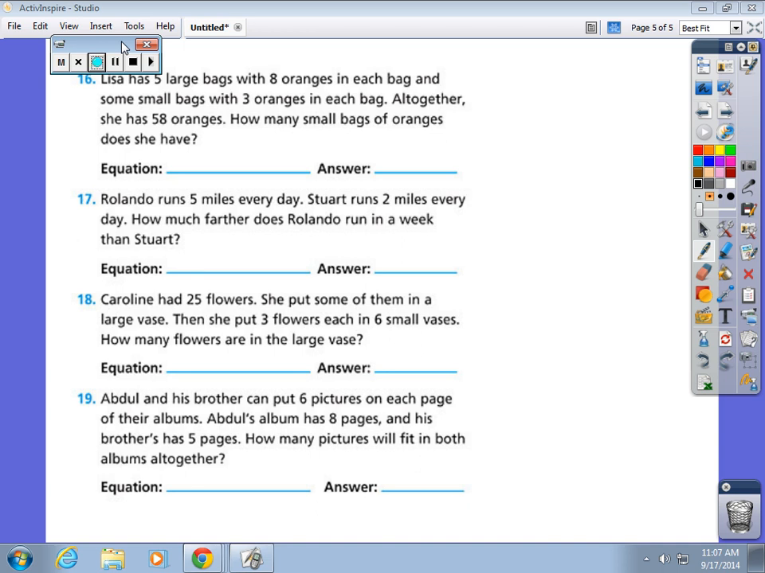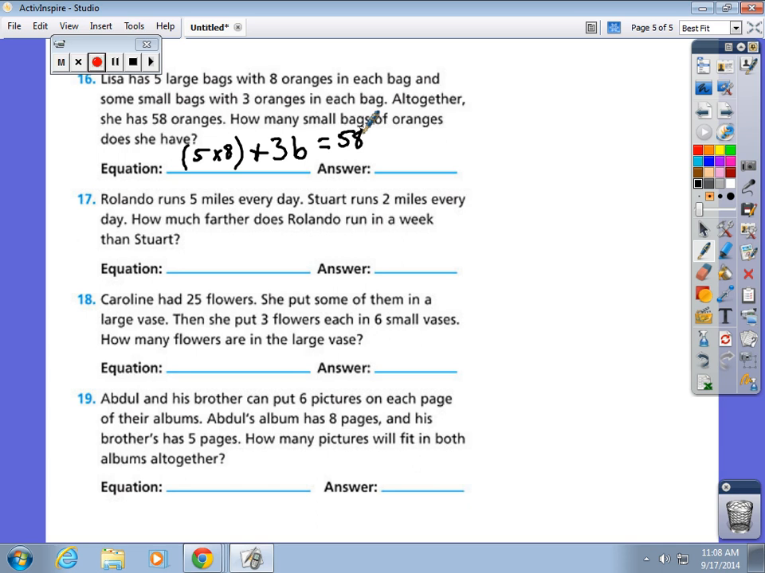Well, again, we see that she has 5 large bags of 8. So let's go ahead and put those in a group, 5 by 8. Now, she has 3 oranges in each bag for the next one. So, plus 3b. We need to find out how many bags there are, but there's 3 oranges in each bag. Is going to equal, we said, 58 oranges.